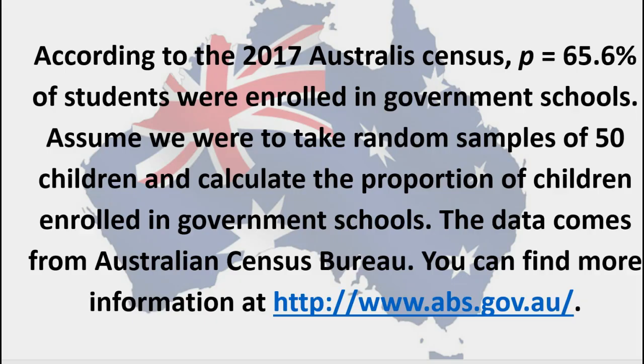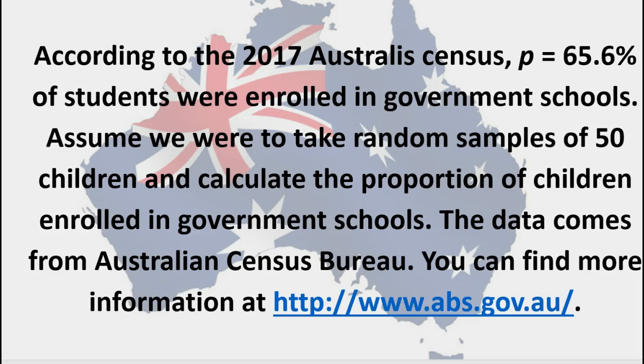According to the 2017 Australian census, p equals 65.6% of students were enrolled in government schools. Assume that we are to take random samples of 50 children and calculate the proportion of children enrolled in government schools. The data comes from the Australian Census Bureau. You can find more information at the link in the notes. So our first question here is, what was the mean and standard deviation of the sampling distribution of the sample proportion of children enrolled in government schools?